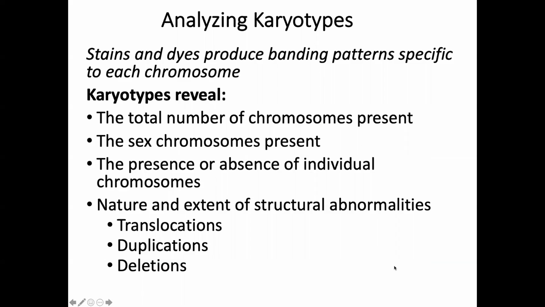Karyotyping can tell us a lot of information. It tells us the total number of chromosomes. It tells us the gender of the patient. It tells us if there is absence or addition of individual chromosomes. And it also tells us if there are any structural abnormalities of any chromosomes, such as translocations, duplications, and deletions. We'll discuss these abnormalities one by one a bit later.